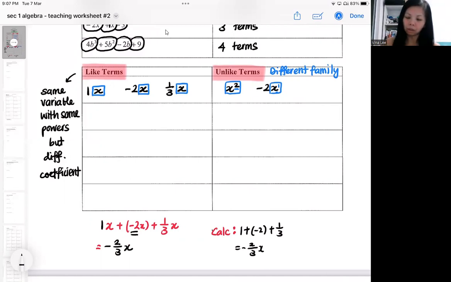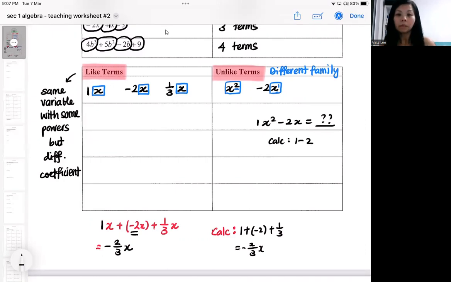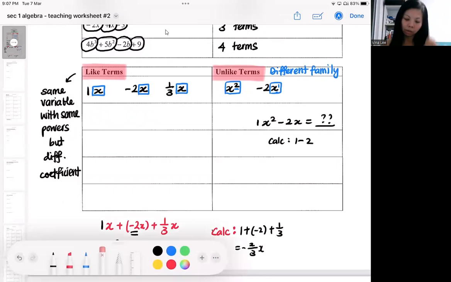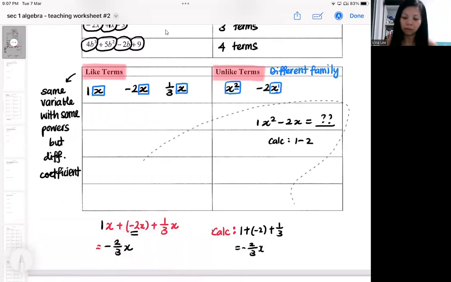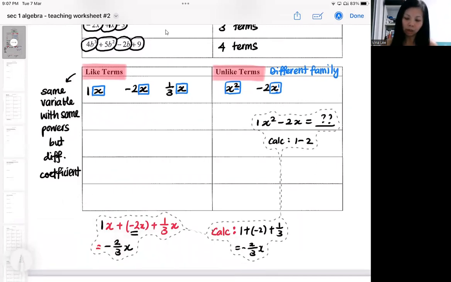So we can only add like terms. Like in this example, when they are not like terms, if you need to add them up, I cannot add them up. I can't go on any further. I cannot punch the calculator like this because they are unlike terms. So it's very important that you can identify like terms so that you can add correctly.